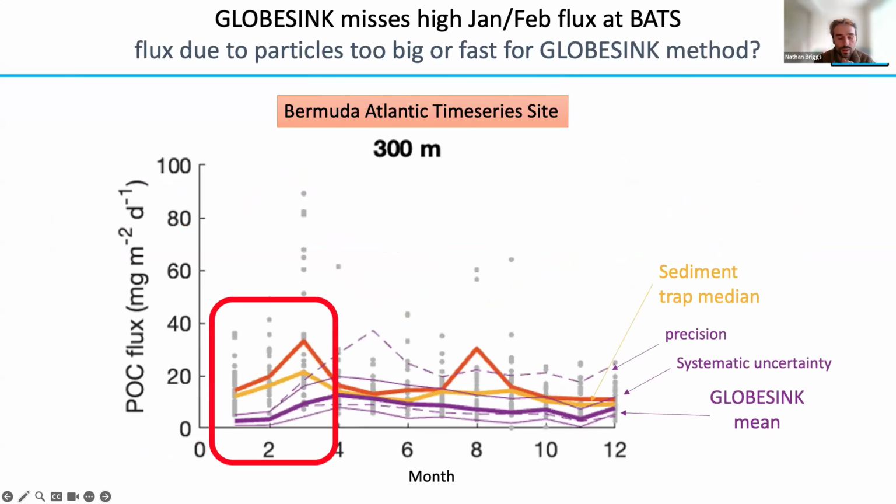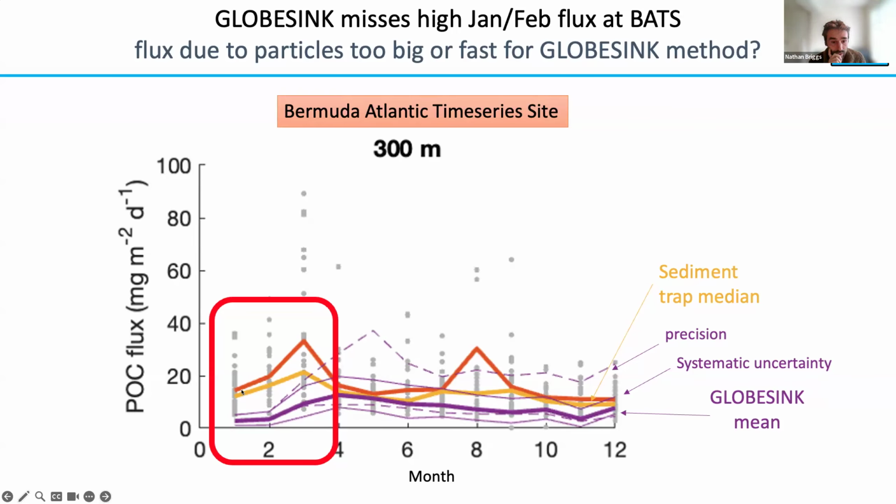just as a good example of how this data product is really nice because it's global, it's consistent in its method, but it still seems to be missing some things in certain moments. So it looks like in January and February and March at BATS, we have quite low stated uncertainty in this GlobeSync product, but we're dramatically underestimating the measured flux.